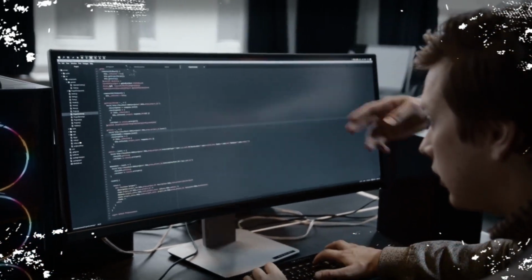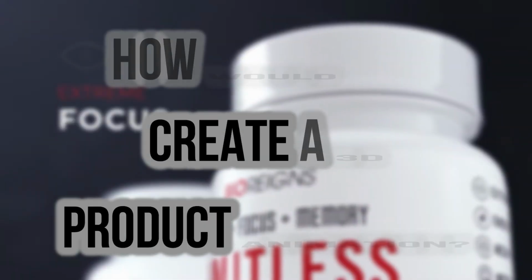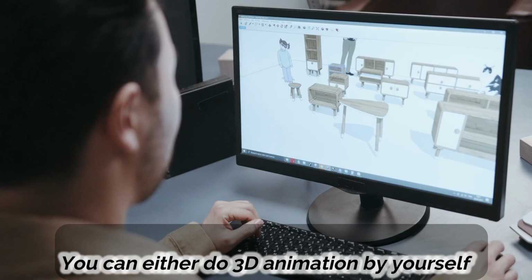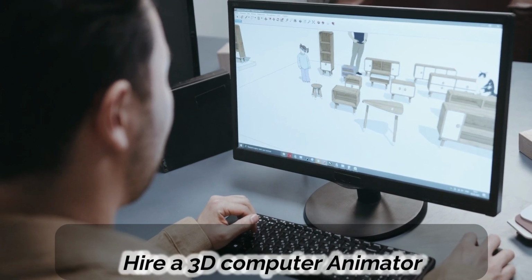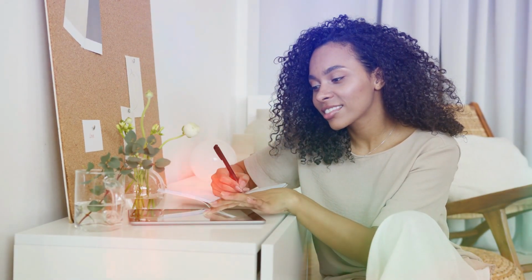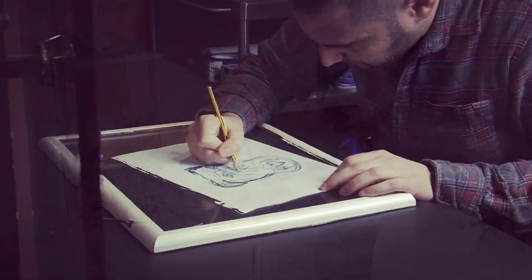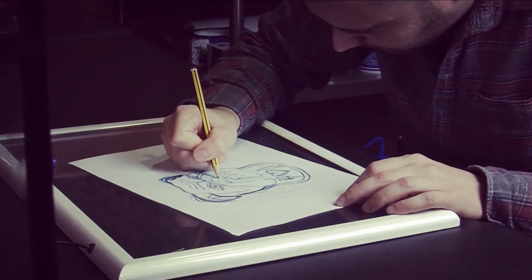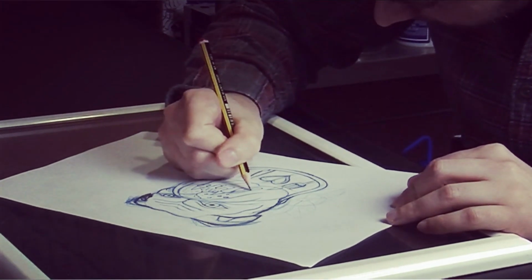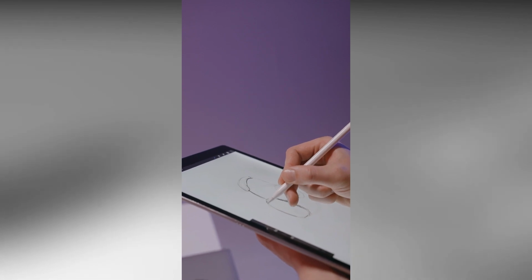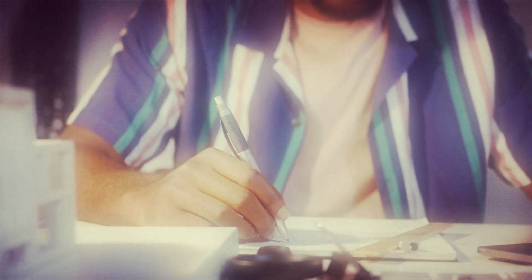Let's continue now. Well, how would you create a 3D product animation? As we told you, you can either do a 3D animation yourself or hire a 3D computer animator. In both cases, you would first need a rough product sketch. For that, you actually have to take a pen and a piece of paper and try to sketch the picture of your product. We can understand if you aren't a good sketcher, but do it however you can. You just have to shift the idea of the product from your mind to a piece of paper.